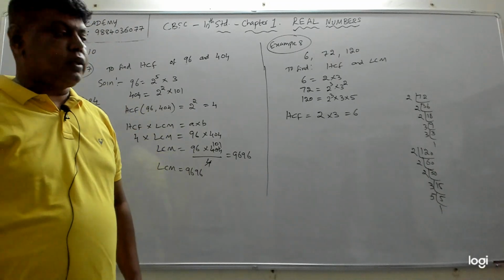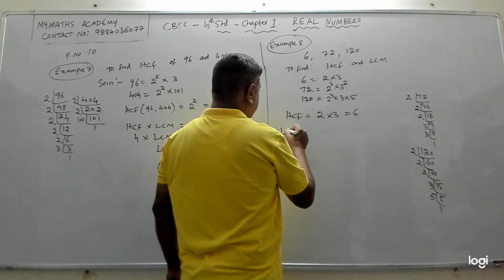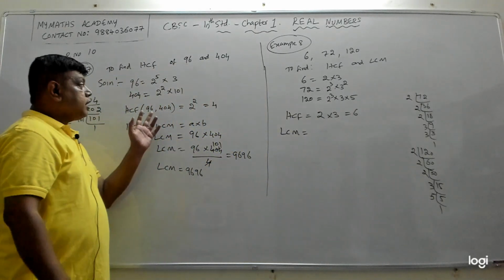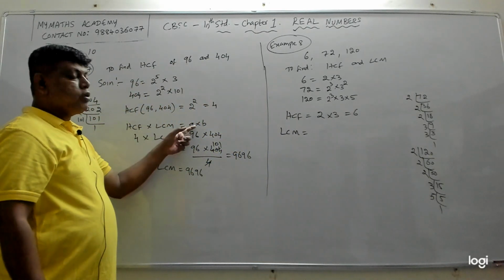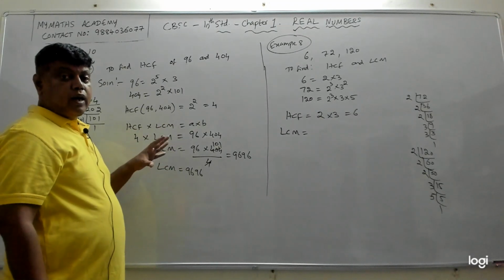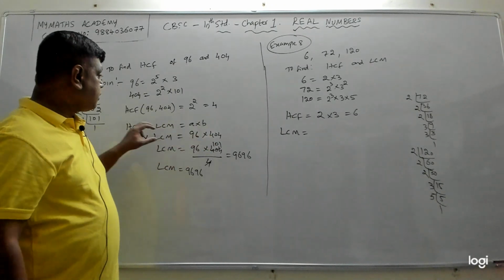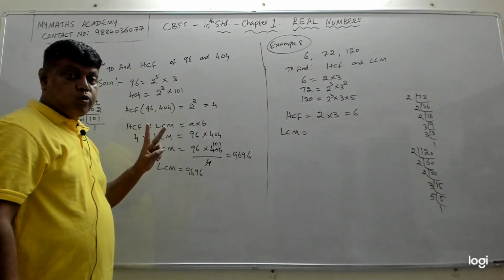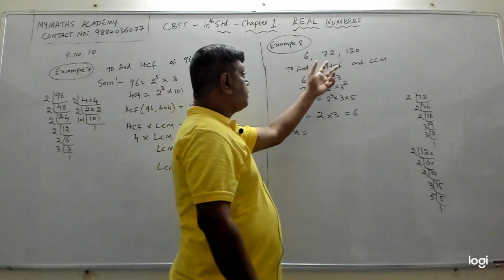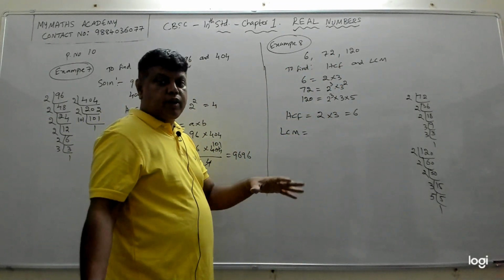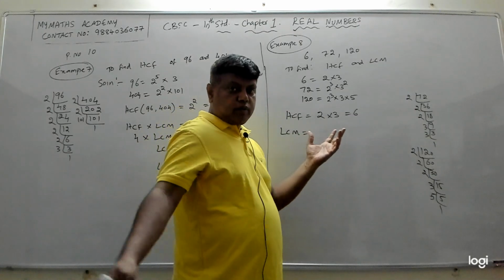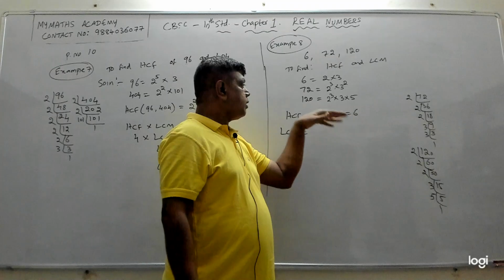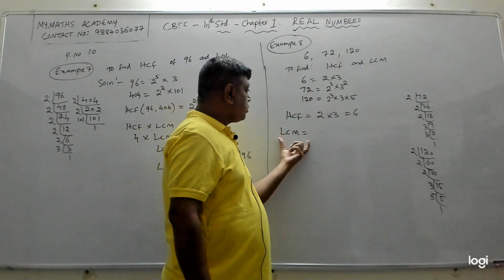6 is the HCF. Now we should find the LCM using the prime factorization method, not using the relationship HCF into LCM equals A into B. But they have not asked us to find the LCM like that, and we can't apply this formula for three numbers. Three numbers have different formulas. This formula is only for two numbers. For three numbers, there is a different formula, which you can find towards the end of this chapter in your book, but we don't have to worry about that. We will focus now on LCM.